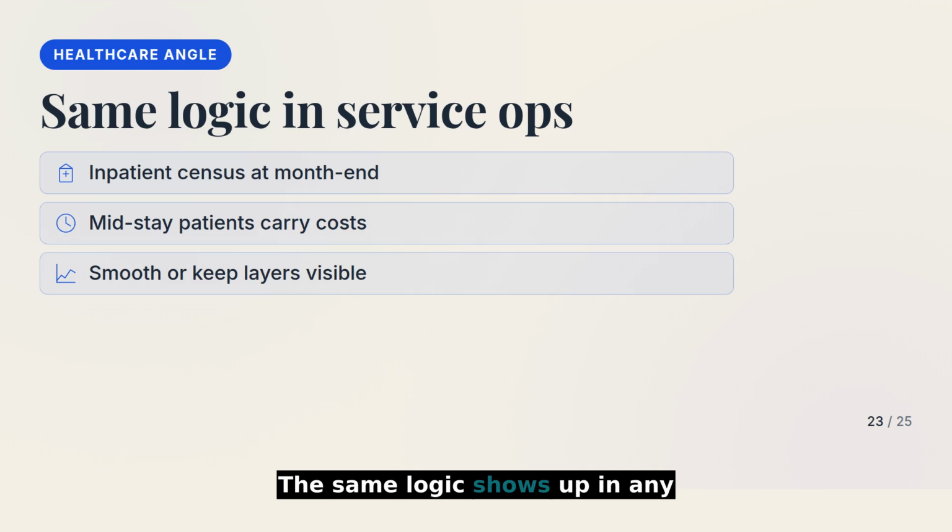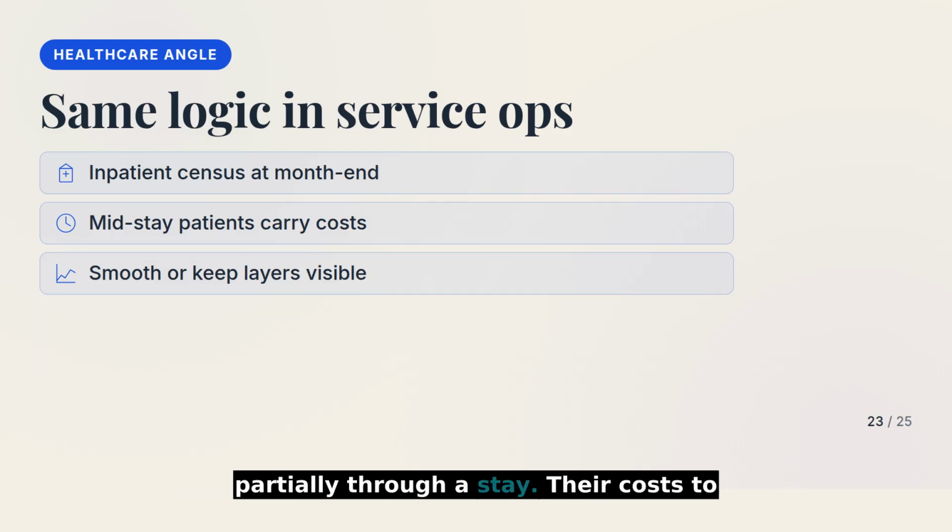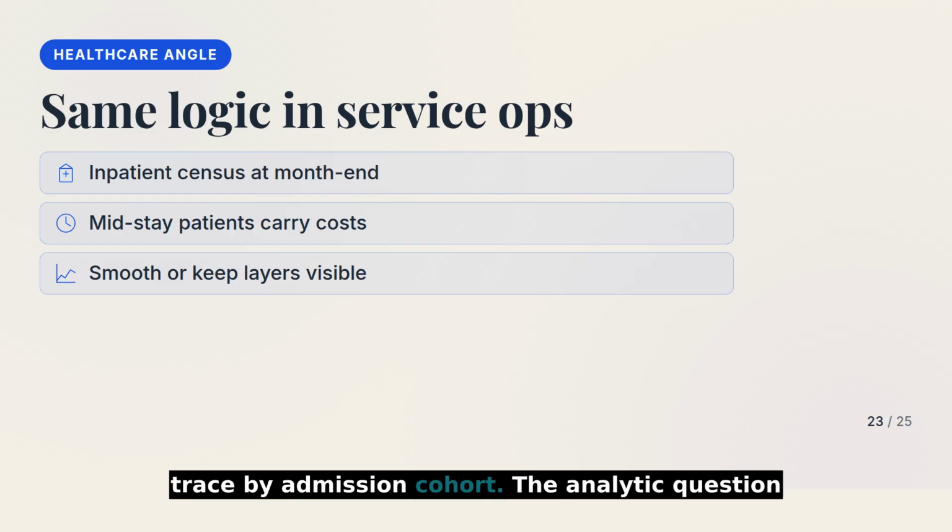The same logic shows up in any service operation with month-end census effects. A hospital ends each month with patients still inpatient, partially through a stay. Their costs to date are real but not yet final. Service line cost reports either average across patients or trace by admission cohort. The analytic question is identical. Do you smooth or keep the layers visible?